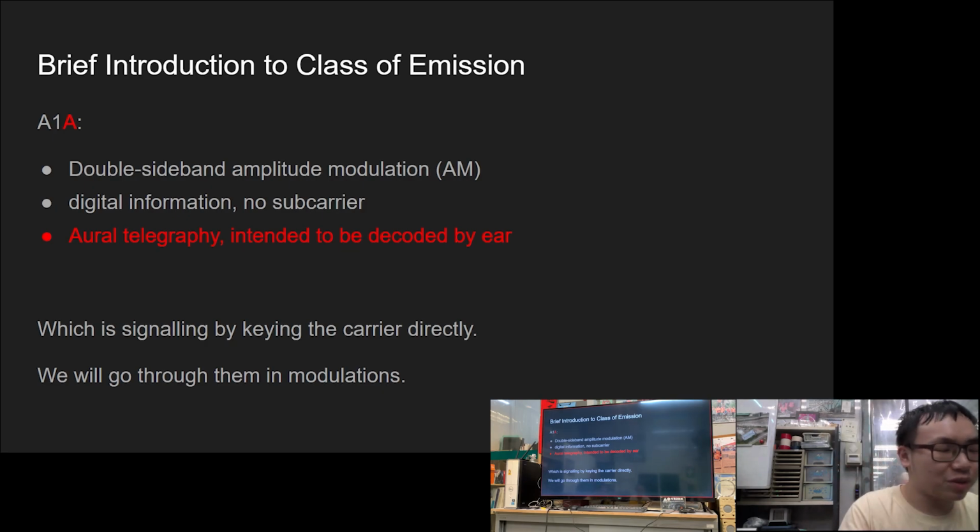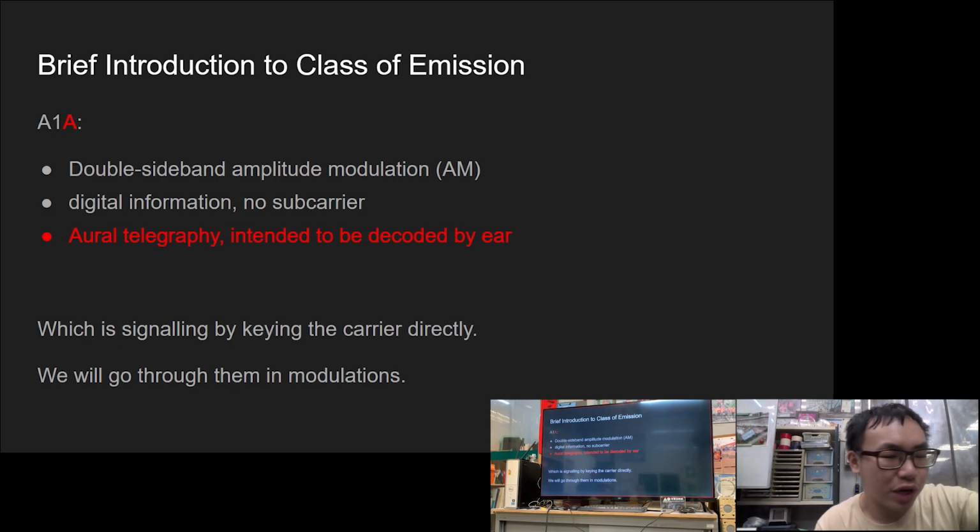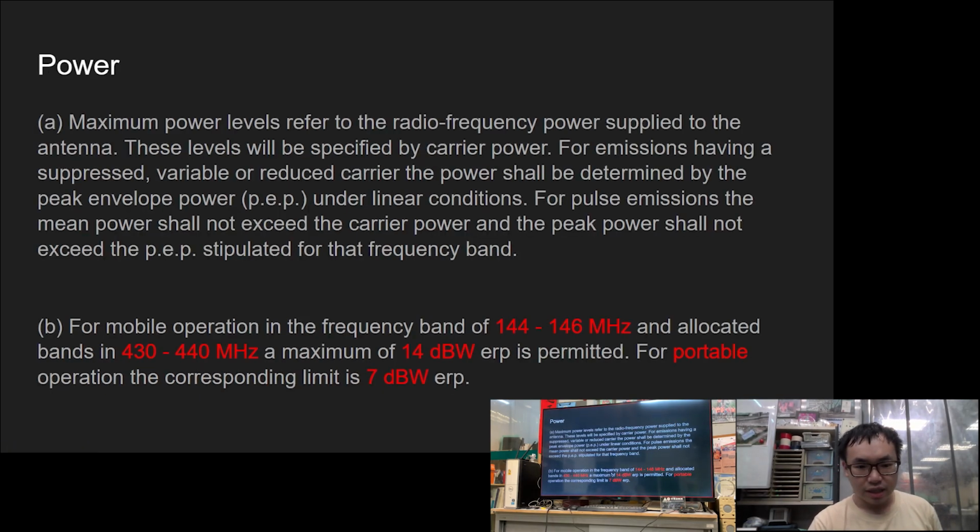You don't have to know the exact definition of the A. You just remember Morse. Okay. So if it is not intended to be decoded by ear, but decoded by your machine, it becomes B. So it will be A1B. Yeah, A1B is when you use an automated machine. So you see that it is keying the carrier directly.